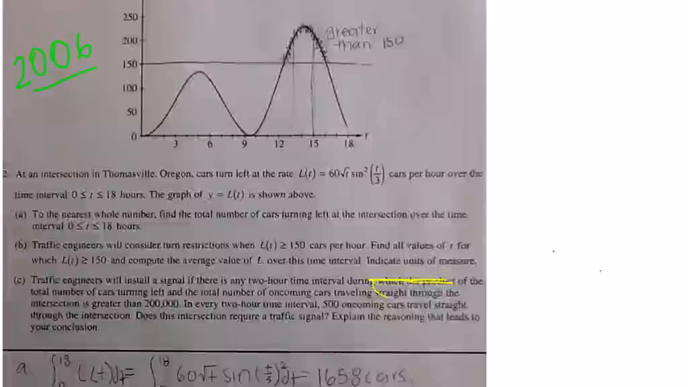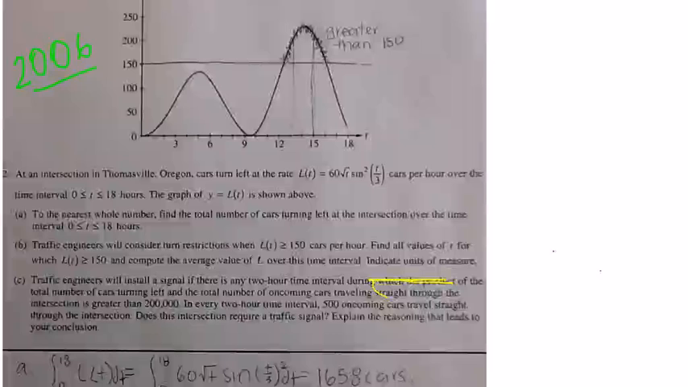So question A says, to the nearest whole number, find the total number of cars turning left at the intersection over the time interval 0 ≤ t ≤ 18 hours. From A, it immediately pops out that it should be an integral, because it says the total number of cars over a certain time interval. It's not asking at time equals 18, it's not asking at time equals 0. It's asking for all the cars that have turned left over that whole interval. So immediately you should know that it should be an integral.